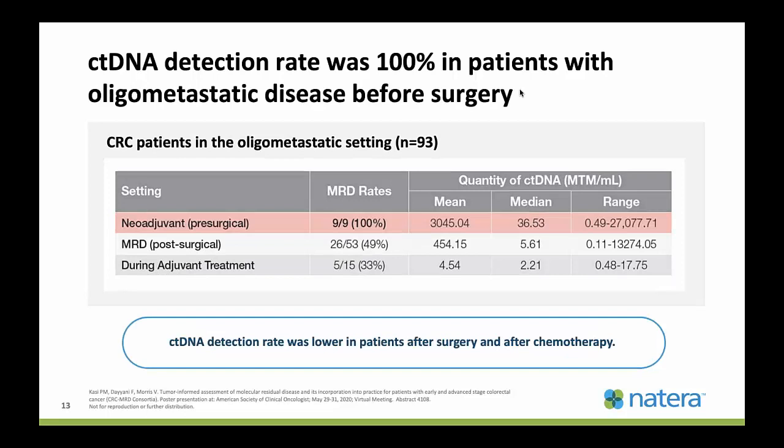Moving forward, in the setting of oligometastatic disease, in this study, 93 patients who had oligometastatic disease were tested, or 93 samples, I'm sorry. Patients who had oligometastatic disease had ctDNA detected 9 out of 9 times before surgery. When tested after surgery, the ctDNA positivity was 49%. And if they were tested while on treatment, 1/3 of the patients tested positive. So these post-surgical results, again consistent with expected relapse rates, allow us to better inform patients of risk of recurrence. However, more studies are needed and are ongoing to determine if patients who undergo treatment of recurrence of oligometastatic disease benefit from chemotherapy or not, and whether there is a difference in benefit in patients who test positive versus patients who test negative.